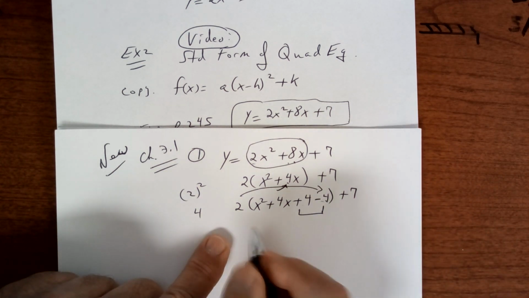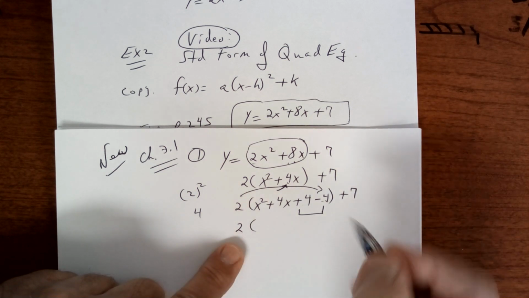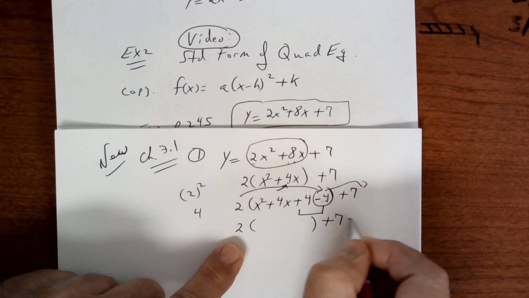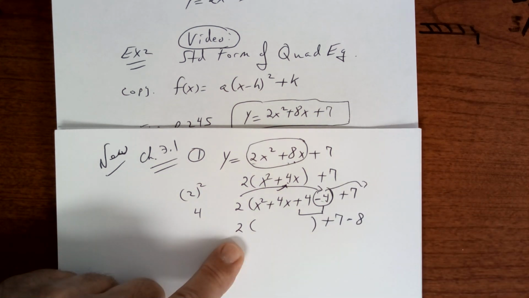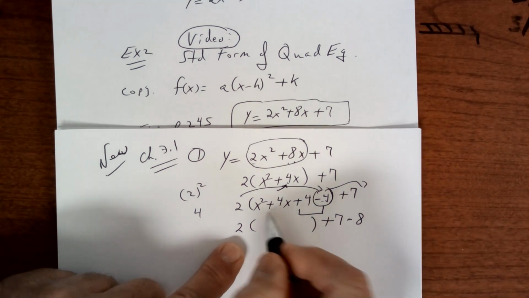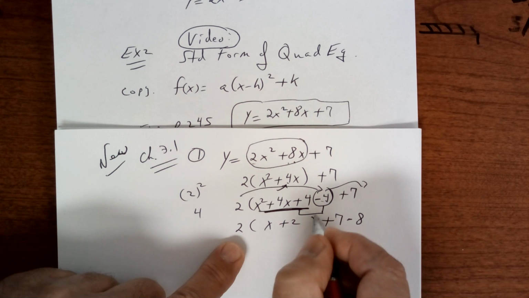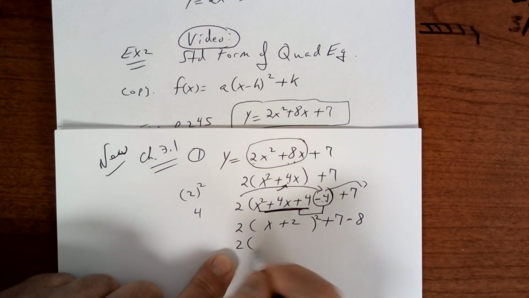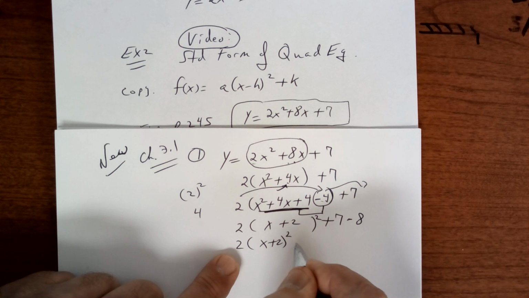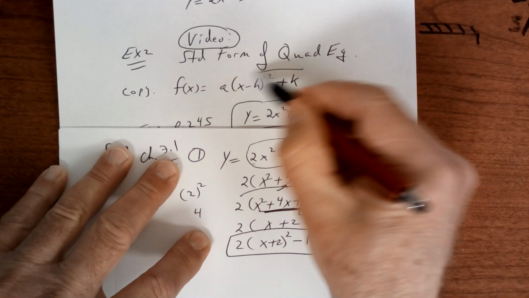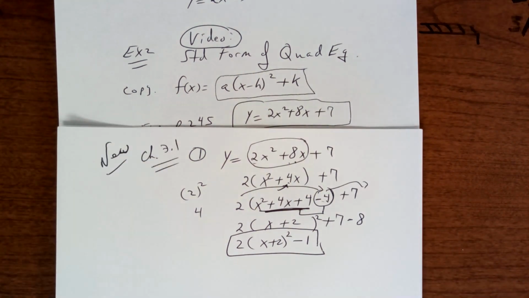So what you have here is this. You're going to have 2 times, we're going to move that negative 8 to the outside. So it's going to be plus 7 and then minus 8. Now, I know that seems weird, but that's right. This right here is a perfect square trinomial, so that's going to be x plus 2 quantity squared. And so your standard form is going to look like this. And there it is. And that's standard form. And that looks just like this one up here. There it is. Let's try one. Try this one right here. Copy that down.